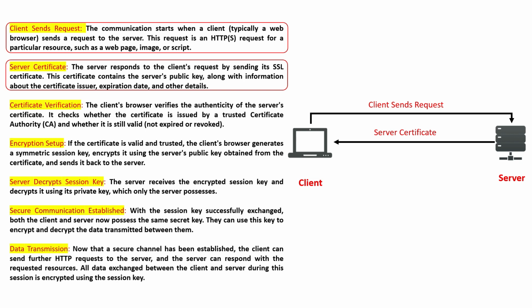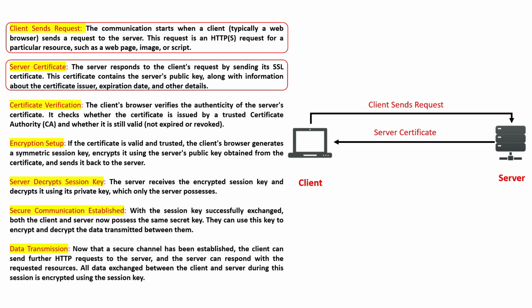So what will happen in the second step: the server responds to the client request by sending its SSL certificate. This certificate contains the server's public key along with information about the certificate issuer, expiration date and other details. So when our session gets connected to the server from the browser, your server will send the SSL certificate to the browser along with the public key. That means the certificate shared by the server will contain the public key as well, along with the certificate information. When we get the certificate from the certificate authority, it contains the expiry of the certificate and the name of the CA, the certificate authority, that issued it, right?